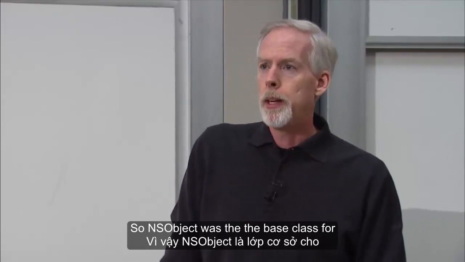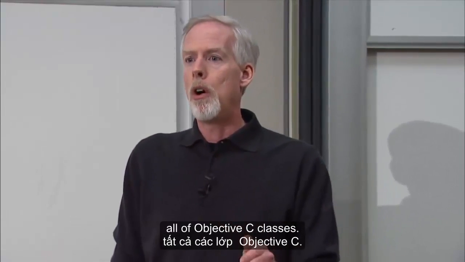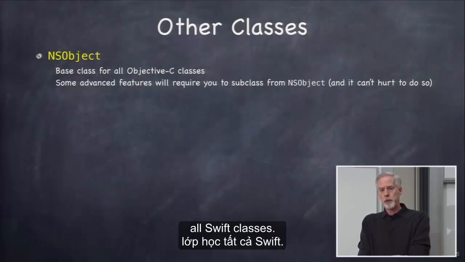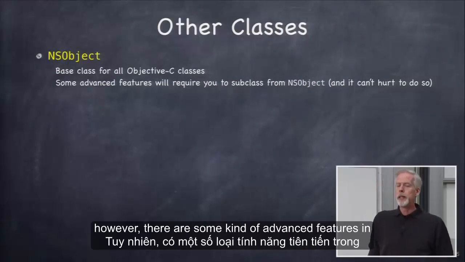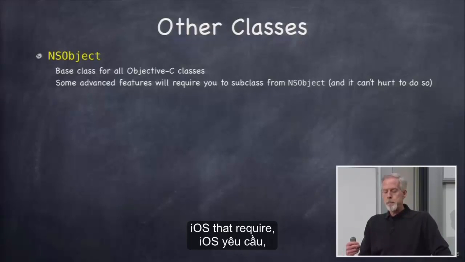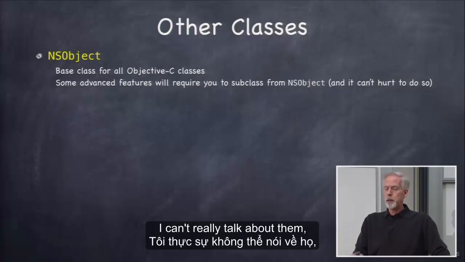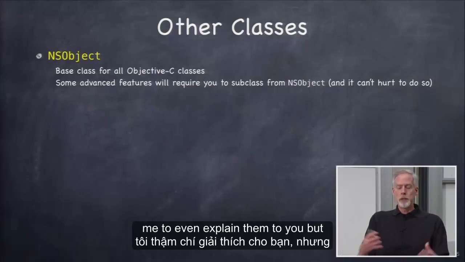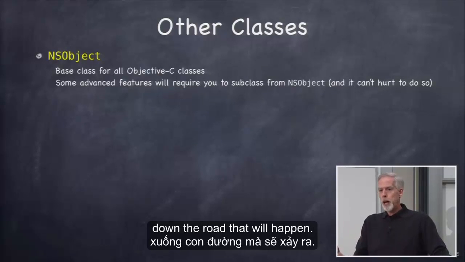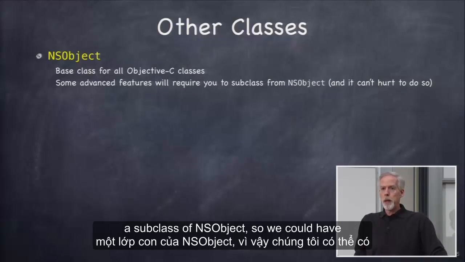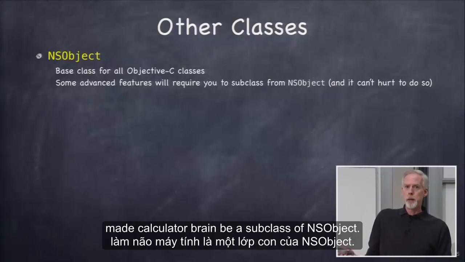NSObject. NSObject was the base class for all Objective-C classes. In Swift, we don't really have a base class for all Swift classes. However, there are some advanced features in iOS that require even your Swift class to inherit from NSObject. I can't really talk about them because there are other things you need to know for me to even explain them to you, but down the road that will happen. It really doesn't hurt to make your Swift class a subclass of NSObject, so we could have made CalculatorBrain a subclass of NSObject.